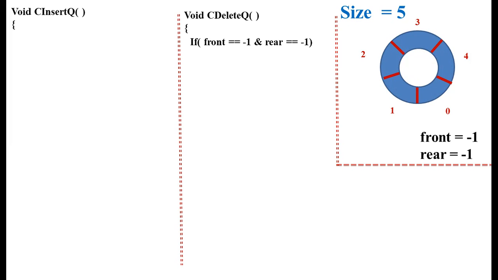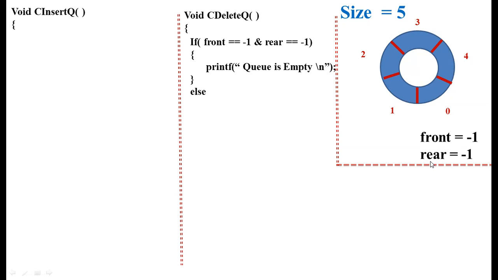Whenever the front value is equal to -1 and the rear value is equal to -1, we are going to print that the queue is empty. So here, since front is -1 and rear is -1, the queue is empty. To perform the deletion operation, first we have to check whether elements are present in it. If the queue is empty, then we cannot perform any deletion operation. That's why in case of deletion, we need to check whether the queue is empty or not.